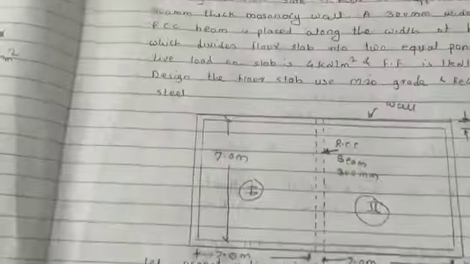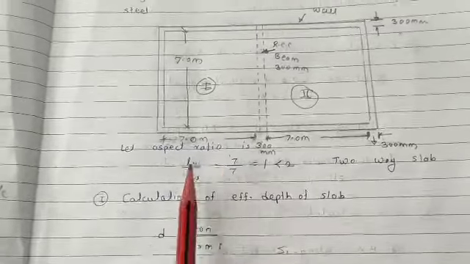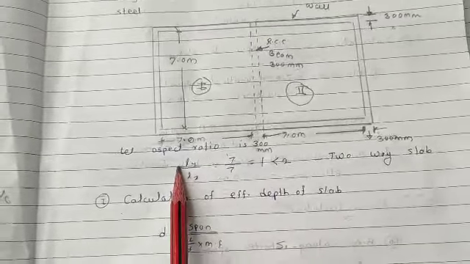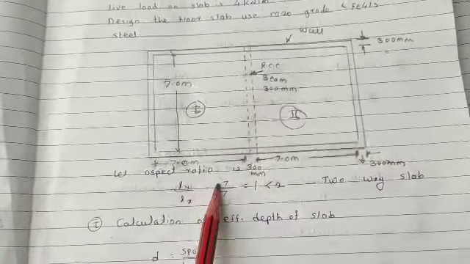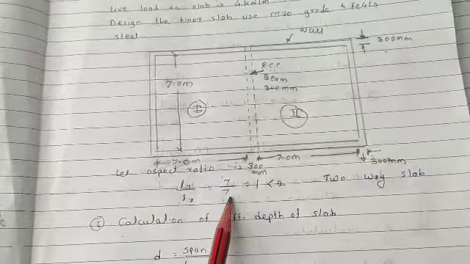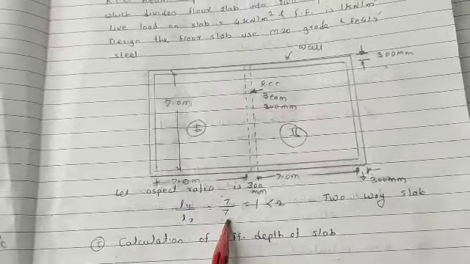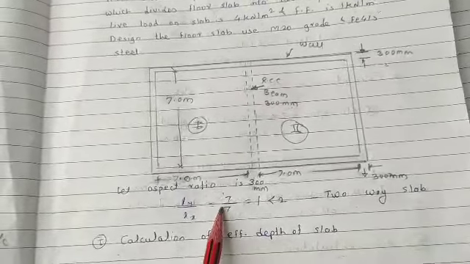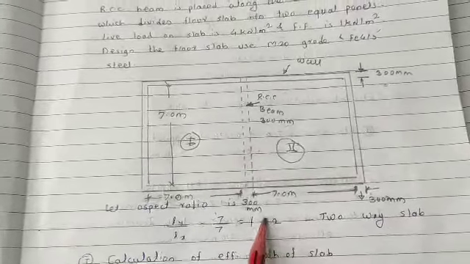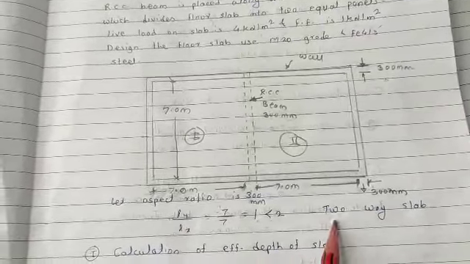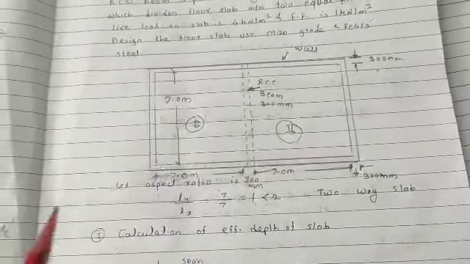The first step is the calculation of the aspect ratio, that is Ly by Lx. Ly is the length of the slab along the longer direction, that is along the y direction, which is equal to 7 meter, and Lx is the length of the slab along the shorter span, that is along the x direction, which is equal to 7 meter. So Ly by Lx, that is 7 divided by 7, we get the value equal to 1, which is less than 2. So Ly by Lx is less than 2, so the given slab is a two-way slab. We have to design the given slab as a two-way slab.